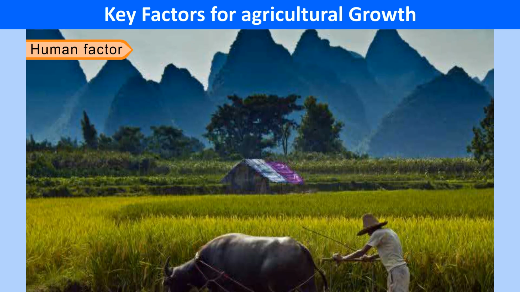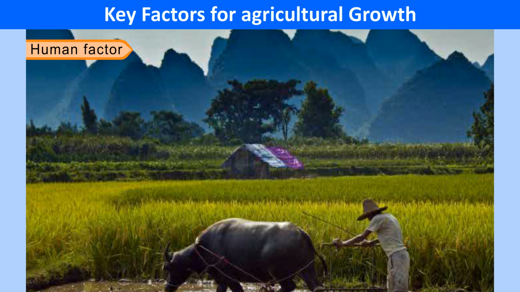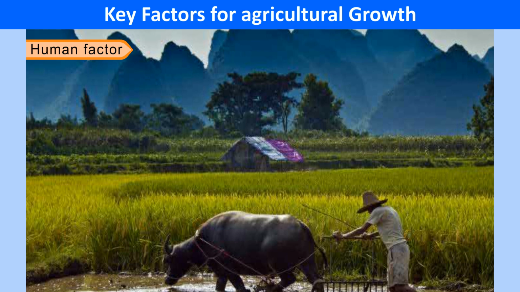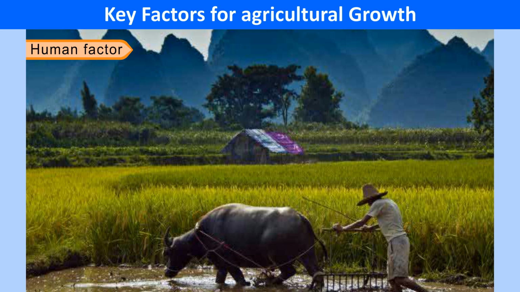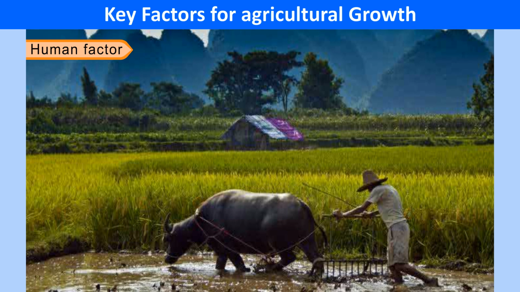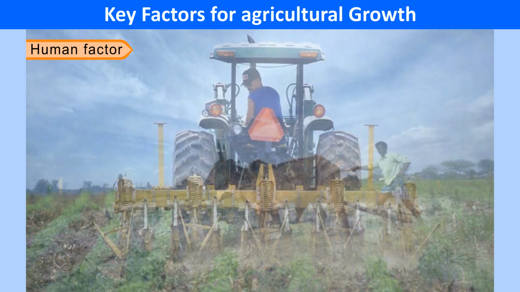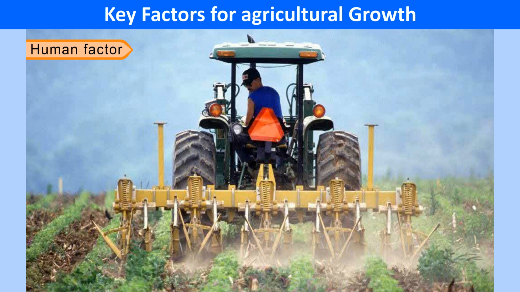Human factor. Social, economic, and political factors all play an important role in influencing the type of agriculture practiced and even the crops and animals that are grown and raised. The agricultural activity is primarily concentrated in those regions where the key factors for suitable agricultural growth exist.